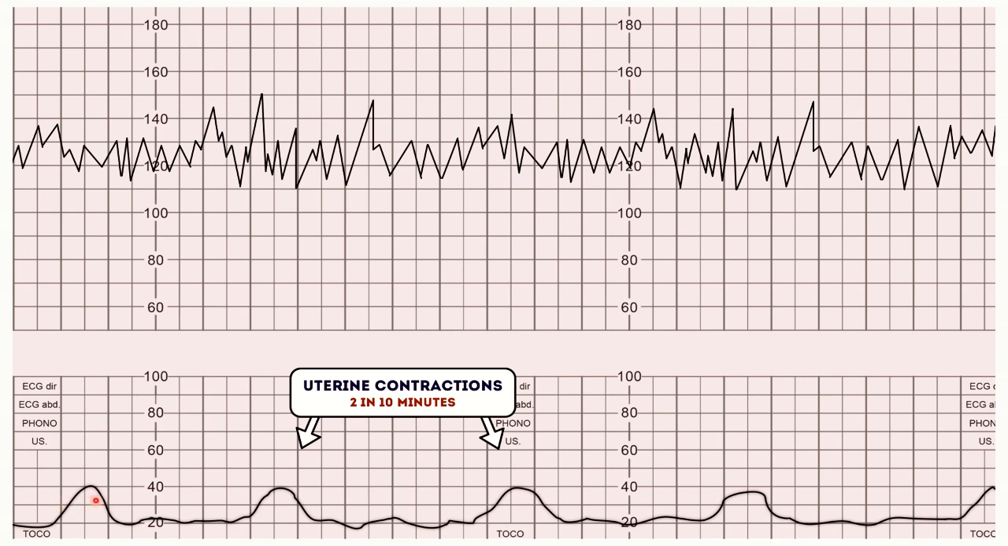It's 1, 2, 3, 4, 5, 6, 7, 8, 9, 10. So for counting the number of contractions, we have to see how many contractions are appearing between this line and this line. How many contractions are there? This is one contraction and this is the second contraction. So in this graph, we are getting two contractions in a time period of 10 minutes.